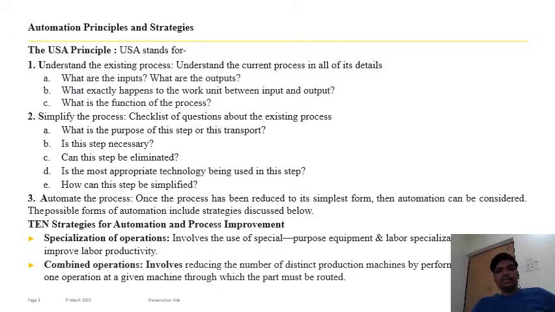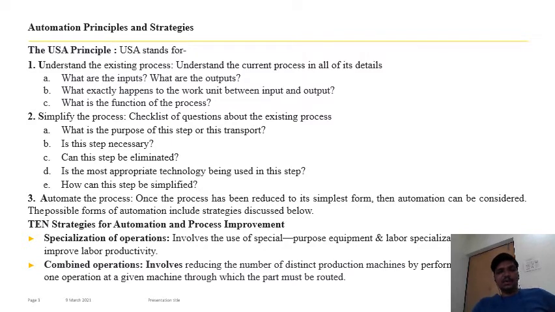And the second part is simplify the process. You have to prepare a checklist of questions, a questionnaire we say, about the existing process. Now the person who has just joined the company 2 days back or 3 days back, it is difficult for him to analyze all these things, but a person who has experience in that domain can easily check out or pinpoint some questions or questionnaires.